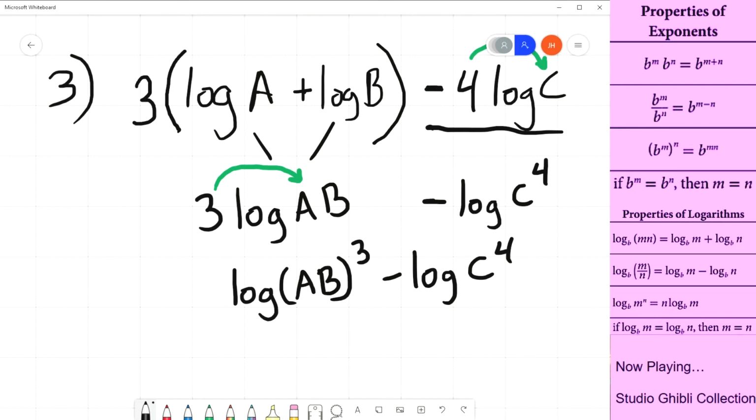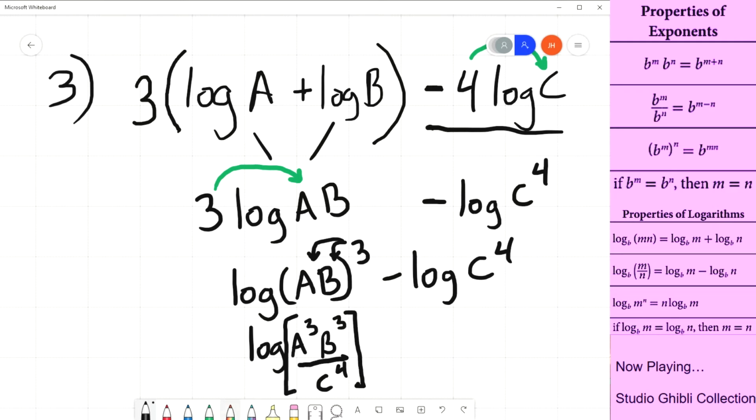Notice that I took the power that I applied to ab and I raised the entire ab to the 3rd because the whole thing is being cubed, not just one of them. In fact, this power of 3 technically distributes and becomes the log of a cubed, b cubed. So you can see that both terms inside got cubed. And then if it's minus log c to the 4th, that would be a division on the inside of c to the 4th. So in the end, I have the log of a cubed b cubed over c to the fourth. And that is my final solution.